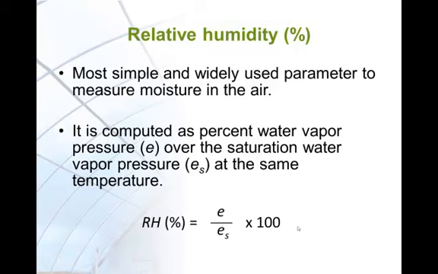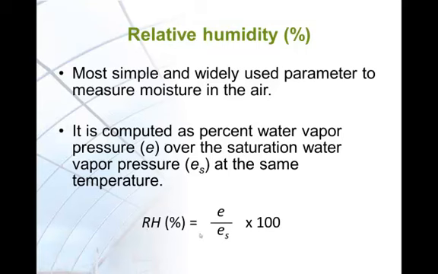So let's define relative humidity. Relative humidity is the most simple and widely used parameter, and it is computed as percent water vapor pressure over the saturation water vapor pressure at the same temperature, as you can see in this equation. By the way, water vapor pressure means water vapor concentration in a volume base. The use of partial pressure is a common practice in physics to express the concentration of gas.